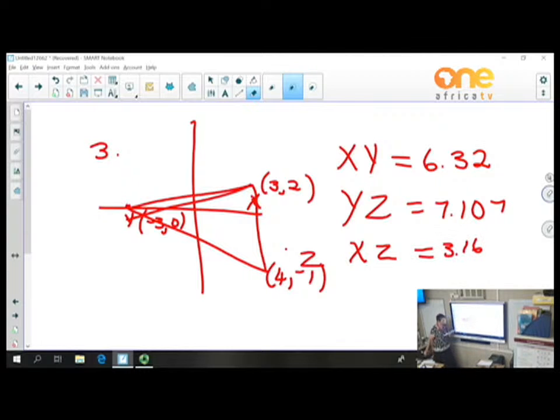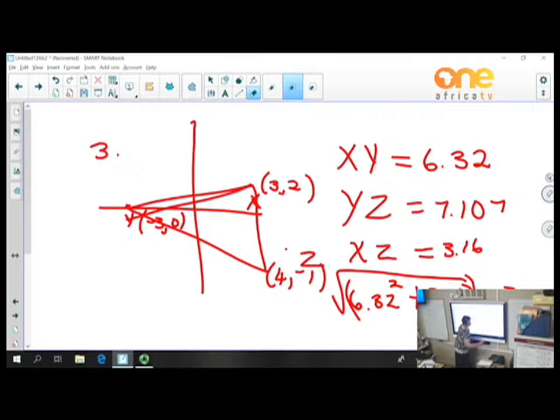3.16. Okay, and then they say, show that it is a right angle triangle. Now the question is, when is a triangle a right angle triangle? If you can prove Pythagoras, then it will be a right angle triangle. So we have to show that 6.32 squared plus 3.16 squared, you have to use extra brackets there, is equal to 3.16. That's how you show that something is a right angle triangle. You use Pythagoras. And then they say find the perimeter correct to 3 significant figures.